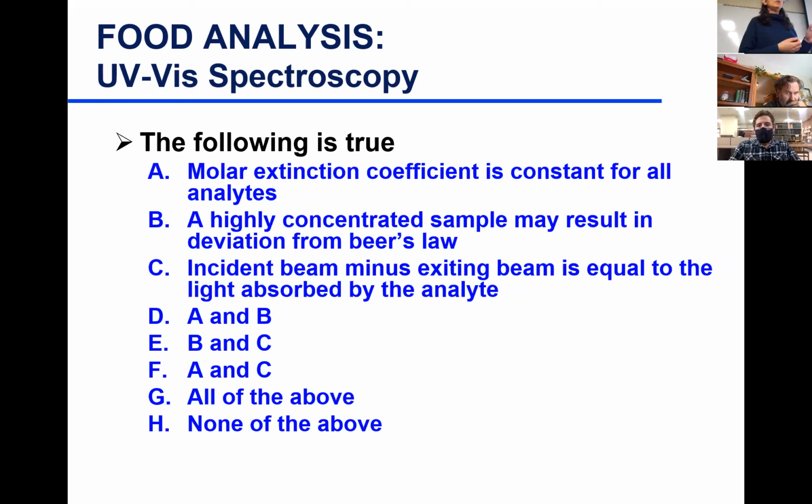What is Beer's law? We talked about it briefly last time. Does anybody remember what Beer's law is? Beer's law is the direct relationship between absorption of light and concentration. And we'll talk about it a little bit more here. See, incident beam minus exiting beam, that means the light hitting your sample minus the light exiting the sample, the transmitted light, is equal to the light absorbed by the analyte. So looking at this, do you have any suggestion to an answer?